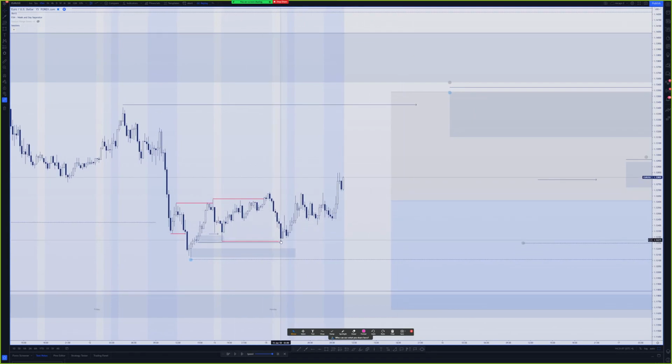Okay, so that can happen too, right? We didn't even sweep it. It looks like what happened instead is this. We just tapped into this wick. So this is really just a series of bullish mitigations, right? And look where this is happening. Frankfurt open, London open, right? You guys see that?